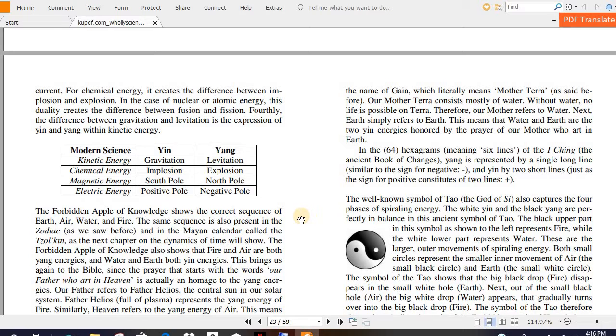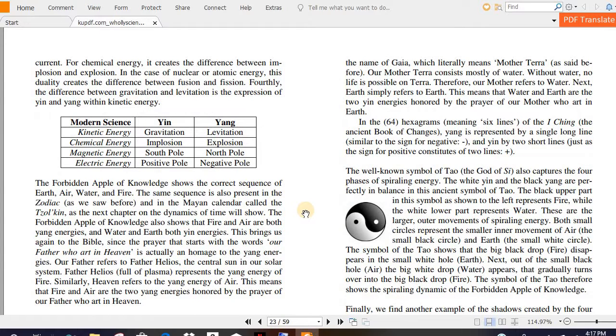The well-known symbol of Tao, or Teo, however you want to say it, the god of Si, Do, Re, Mi, Fa, Sol, La, Si, also captures the 4 phases of spiraling energy. The white yin and the black yang are perfectly in balance in this ancient symbol of Tao. The black upper part, as shown to the left, represents fire, while the white lower part represents water. These are both the larger outer movements of spiraling energy.